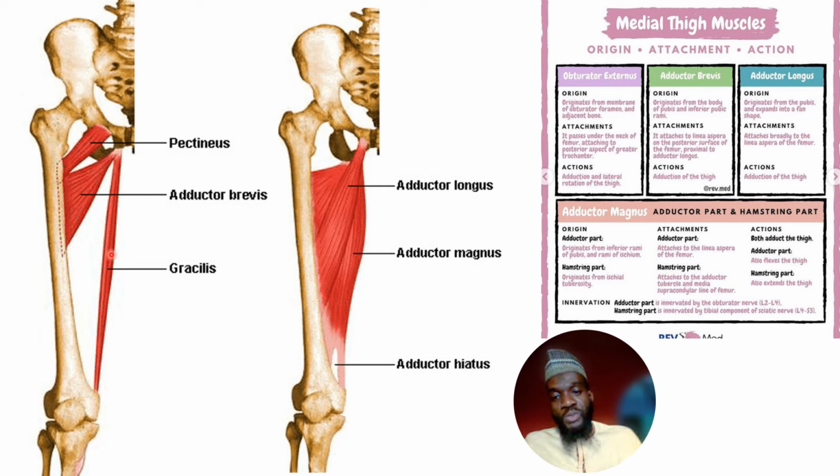But in terms of which muscles you find in these compartments, you can feel free to list the pectineus, you list the obturator externus, and then you list the gracilis as well.